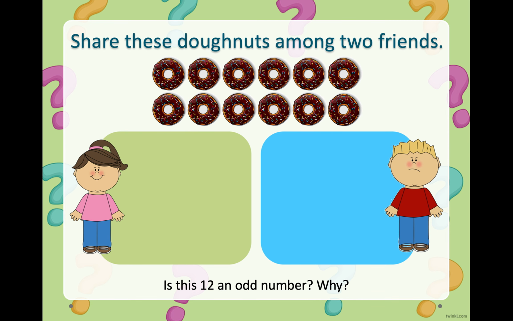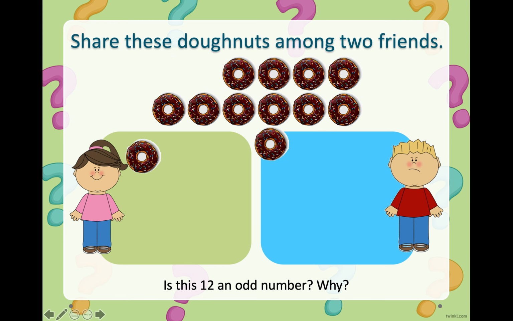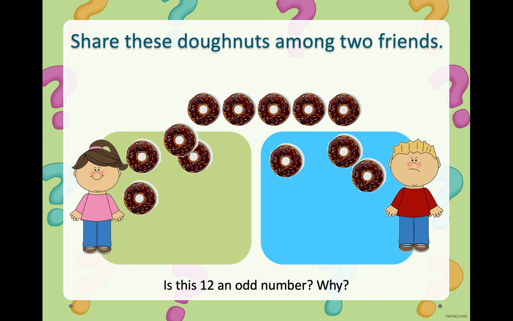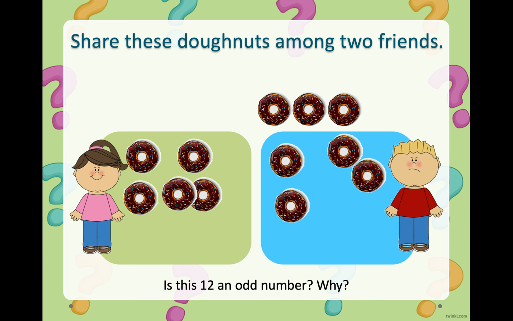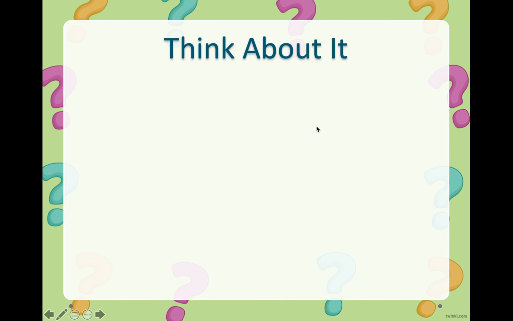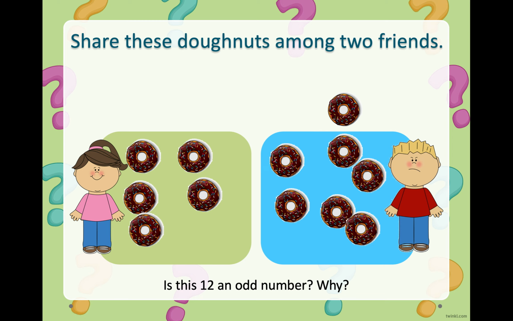Let us share these donuts among the two friends. There are 12 donuts over here. Let's share. One for her, one for him. One for her, one for him. One for her, one for him. One for her, and one for him. They will all have the same number of donuts because each one has 6. So now they will each have 6.